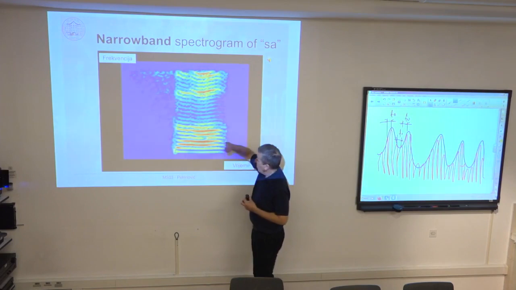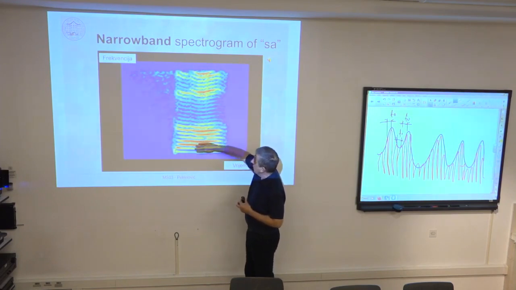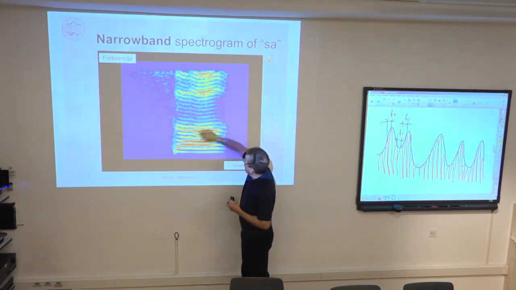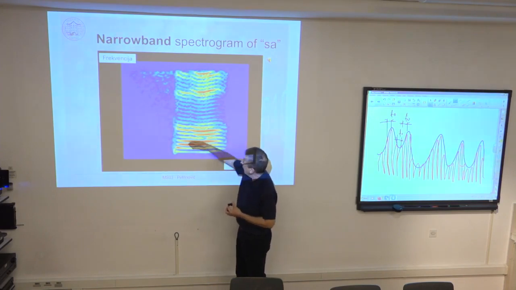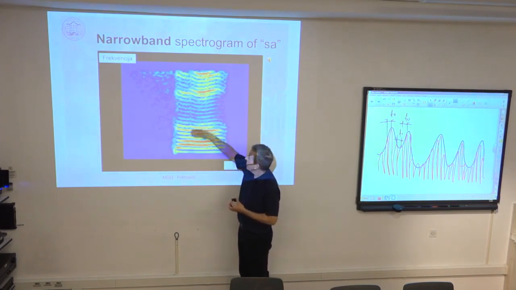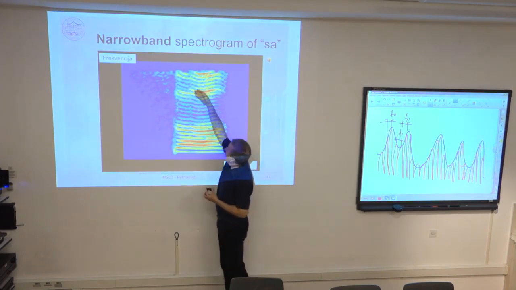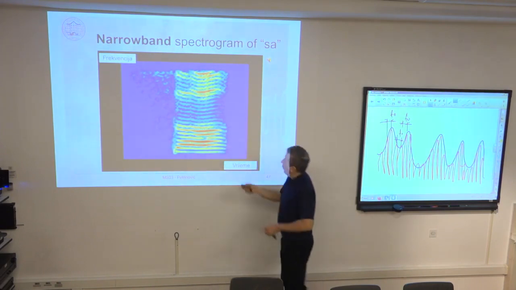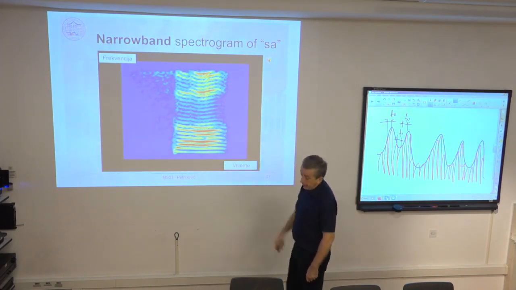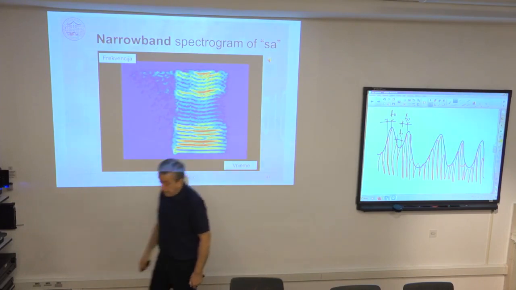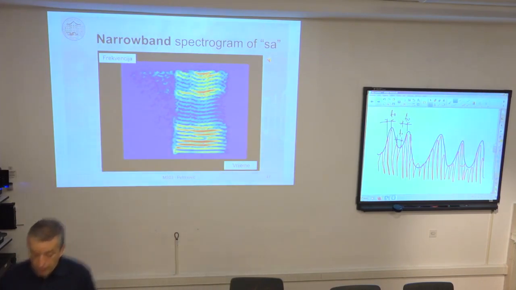And some lines are higher. For example, these lines are higher, these lines are higher. So obviously, I have the first formant here, second formant here, third formant here, and the fourth formant is somewhere at the edge of the spectrum, on the highest edge, close to half of the sampling rate. So the highest frequency is half of the sampling rate.